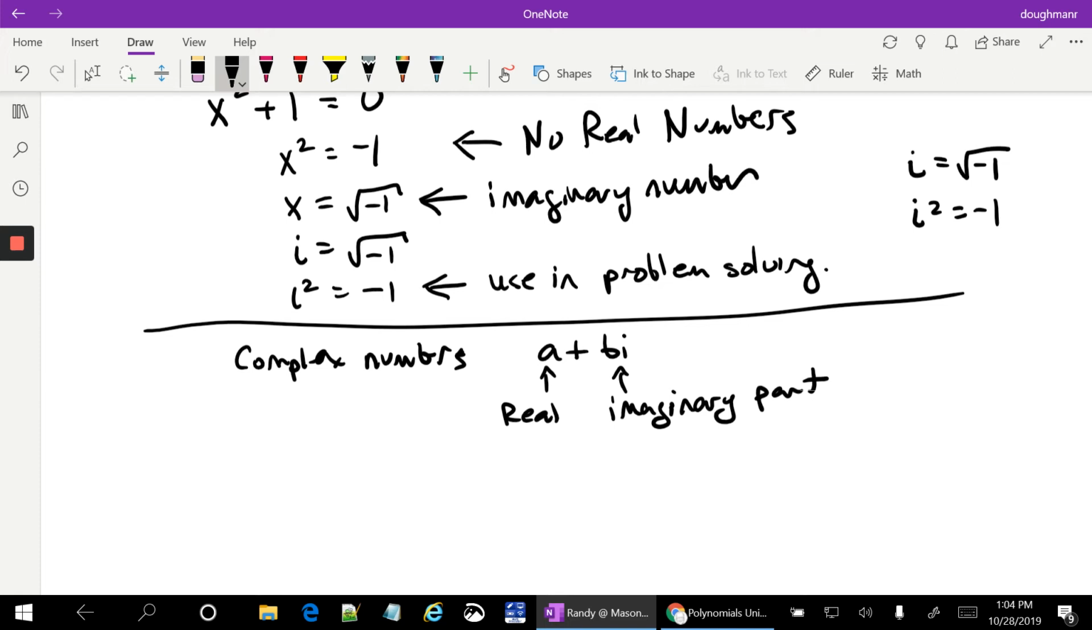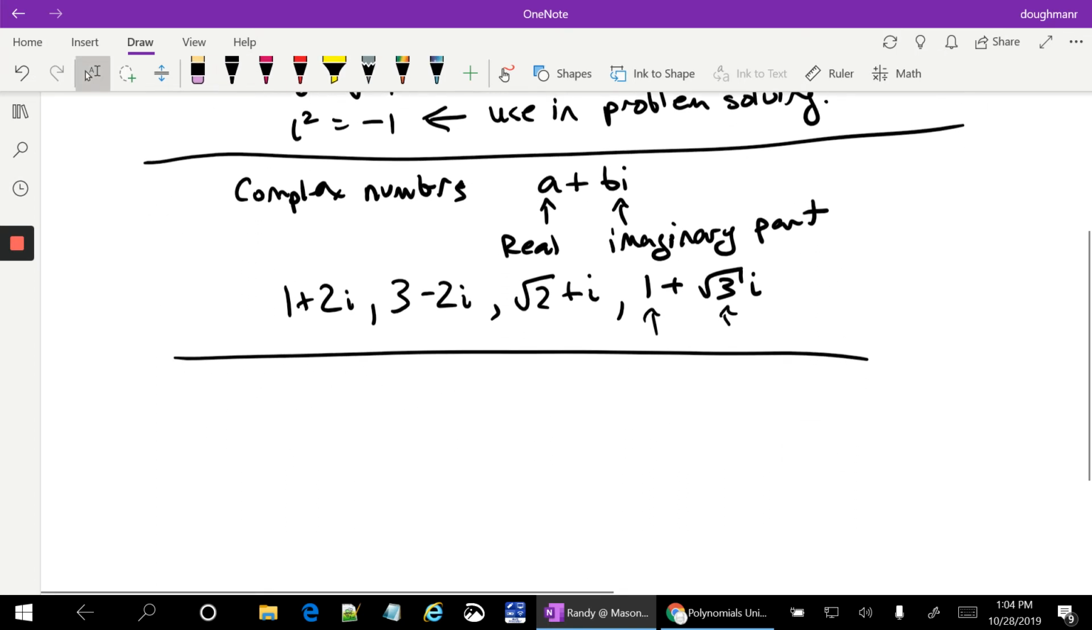Some examples are 1 plus 2i, 3 minus 2i, the square root of 2 plus i. The square root of 2 is irrational, but it's real. So it's real plus imaginary, and we can really get crazy, like 1 plus root 3 i. So you've got the real part and the imaginary part.